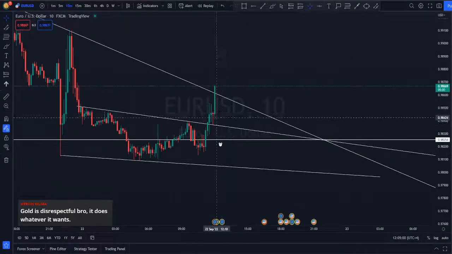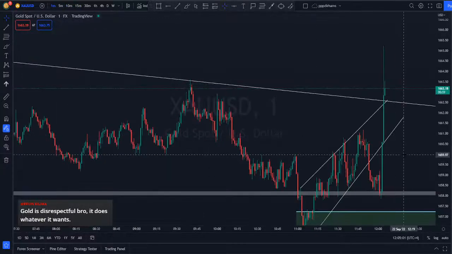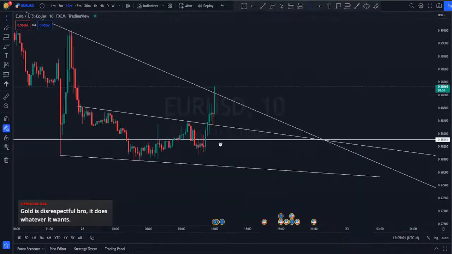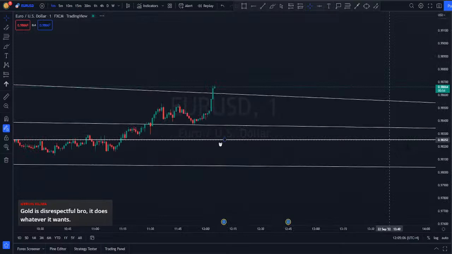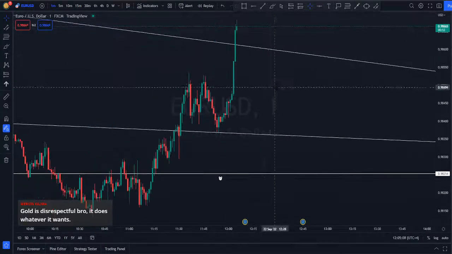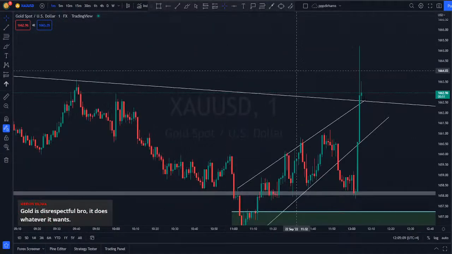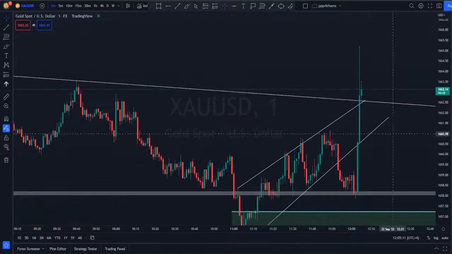Euro USD is still comporting itself, but gold, look at what gold is doing. Euro USD to some extent is still comporting itself, right? It's still comporting itself, but gold just does not have respect for anything.